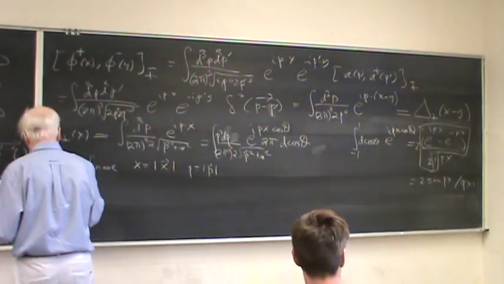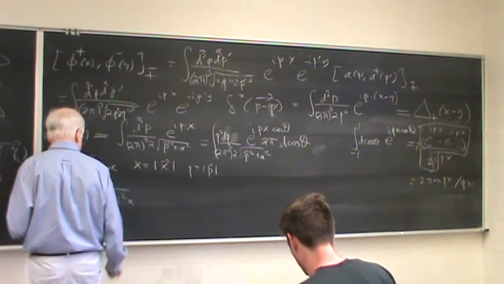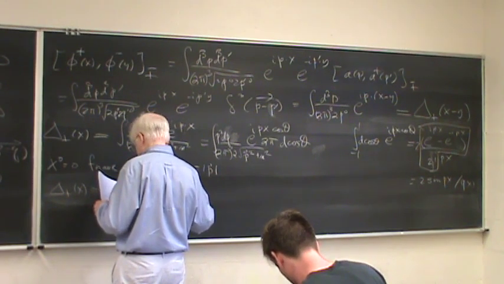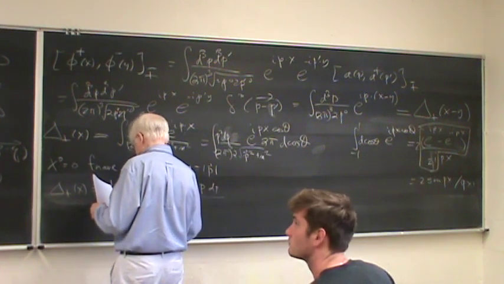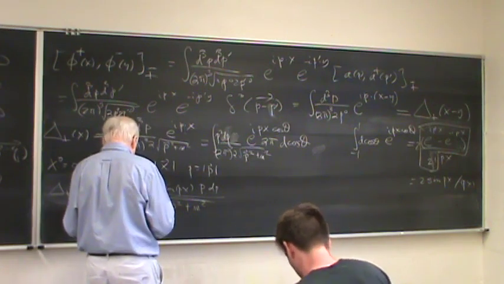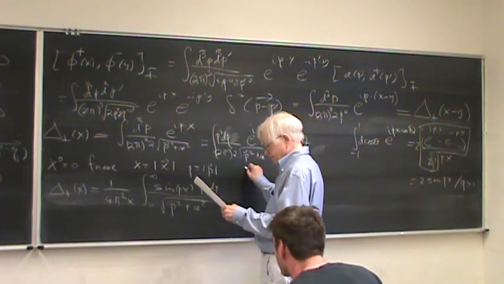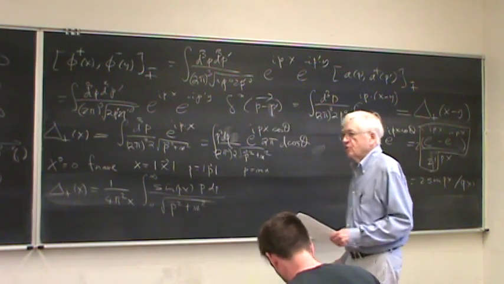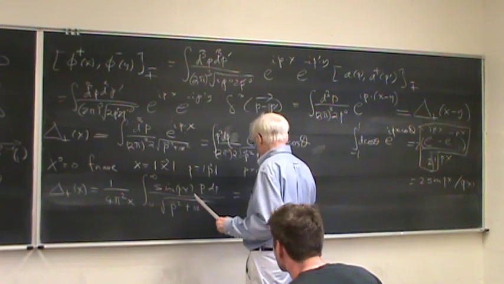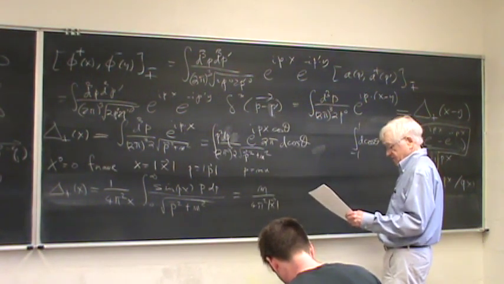And so altogether then, delta plus of x is 1 over 4 pi squared x, integral 0 to infinity, sine p x, p dp, over the square root of, well, it's p squared, isn't it, plus m squared. And if we now set p equal to m u, we then get that this is actually m over 4 pi squared x, and x, if I go back to the original, more explicit notation, is the length of the three vector part.